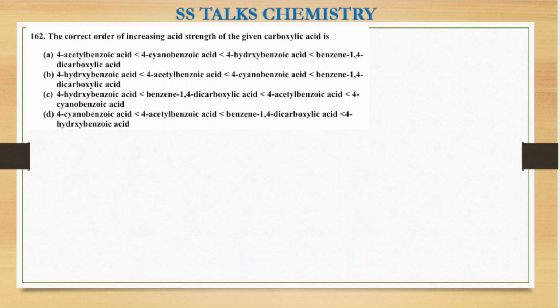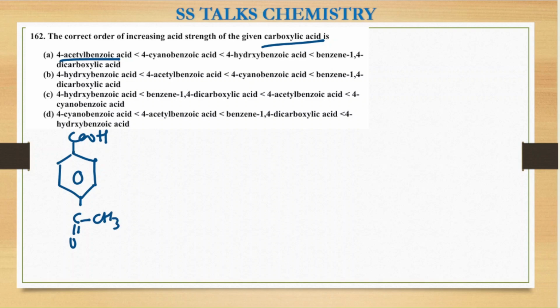Now let us move on to the next one, that is this. It says the correct order of the increasing acidic strength of the given carboxylic acids. So carboxylic acids have been given, and we have to draw the structures of these. 4-acetyl benzoic acid is one of the structures you are having. Here the COOH and here is C double bond O and this CH3. This is 4-acetyl benzoic acid.